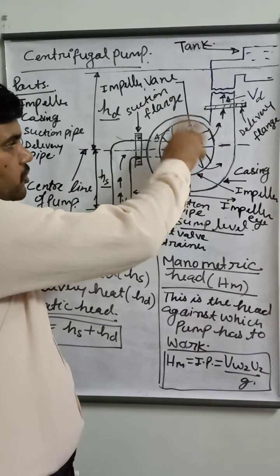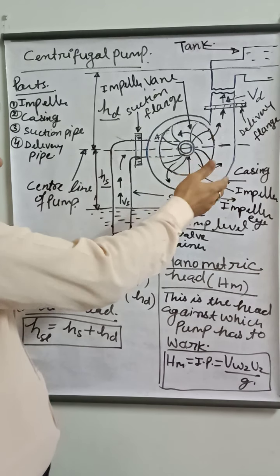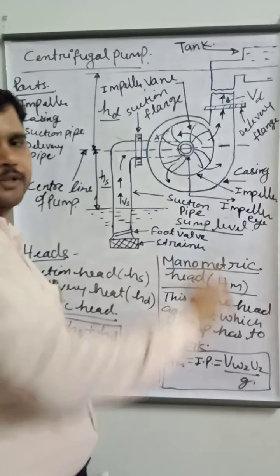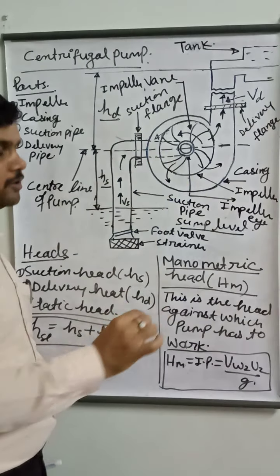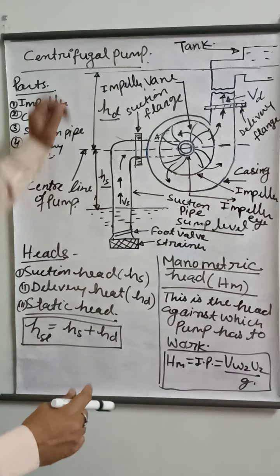The action is taken due to centrifugal force, and centrifugal force acts from inward to outward. That is why the liquid is thrown outside the impeller. These are the vanes. There are basically 3 types of vanes. We will discuss them in the next video.